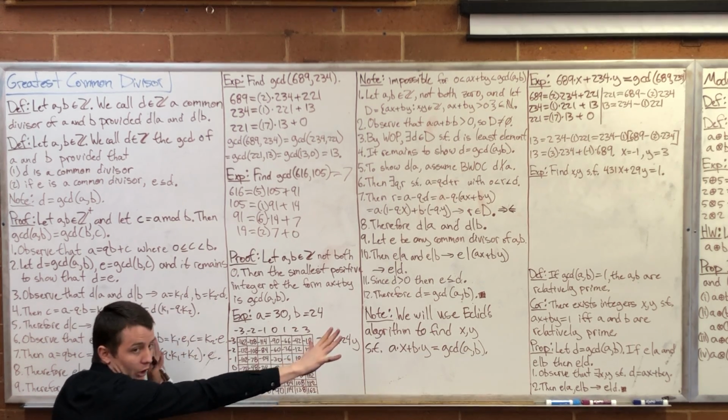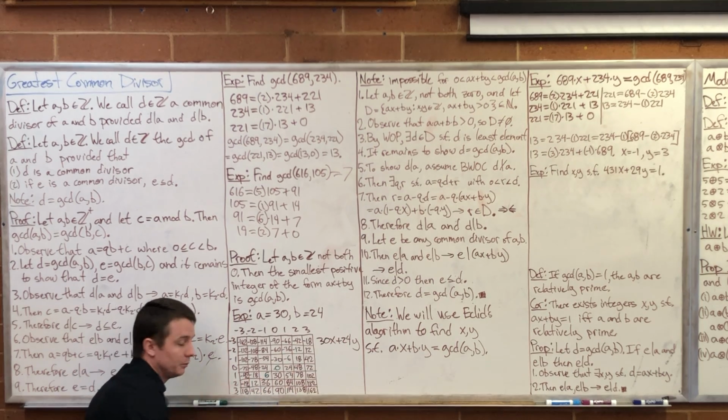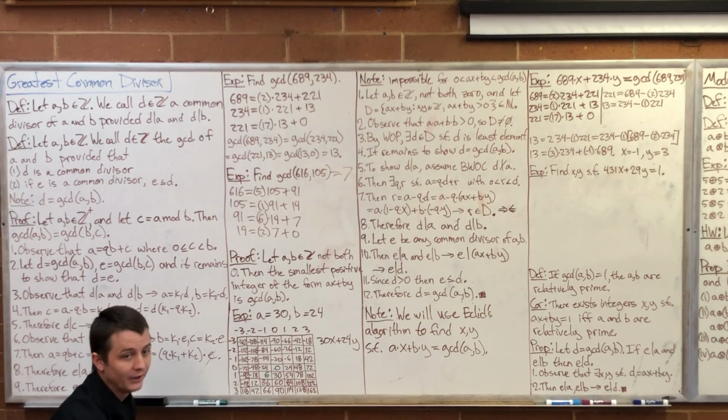And 6 can show up in the table all over the place, but the point is the smallest one that would ever show up is 6. You would never get one smaller than that. That's what we're proving.